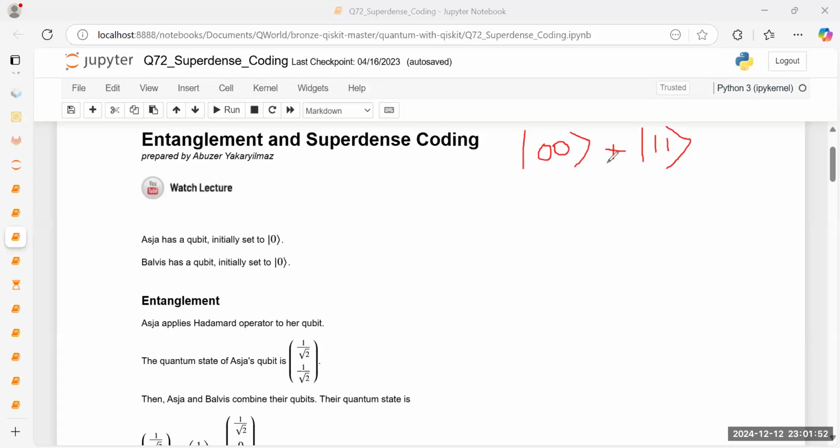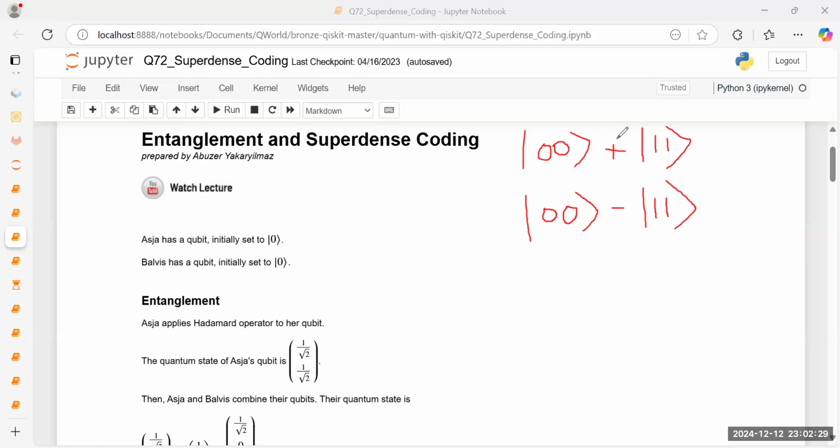Then at this point, they've gone their separate ways, and Asha wants to encode her information, her classical message. The information she wants to send is 1-1, so she's going to apply both gates. She's going to start off by applying the Z gates, and this is the state she's going to get.